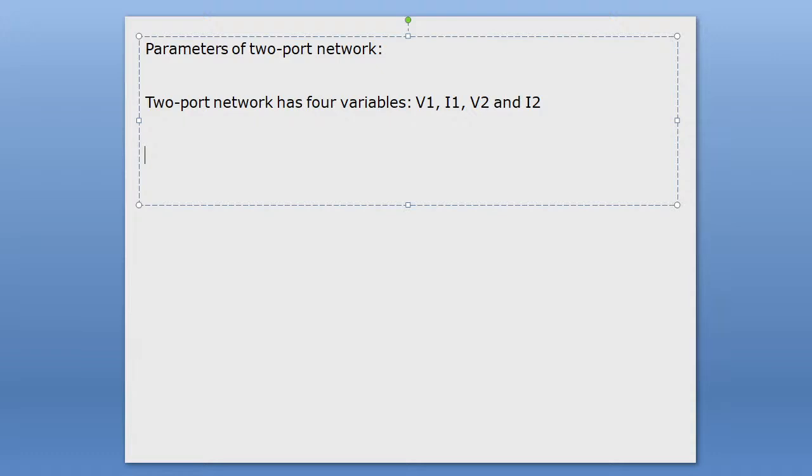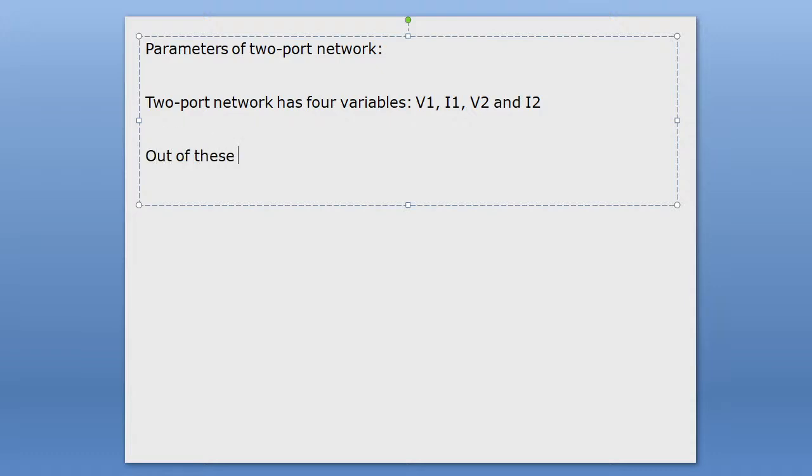Okay, so how do you derive the equations that relate the dependency between input and output variables? You just write the equation which relates the dependency between input and output variables. So among these four variables, you can choose two as independent variables and another two as dependent variables.